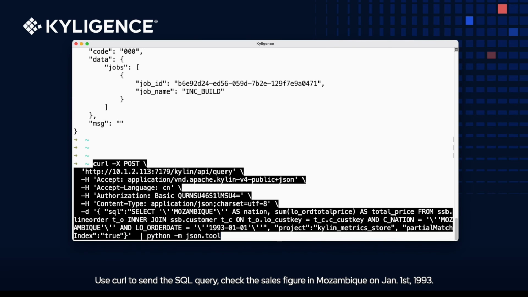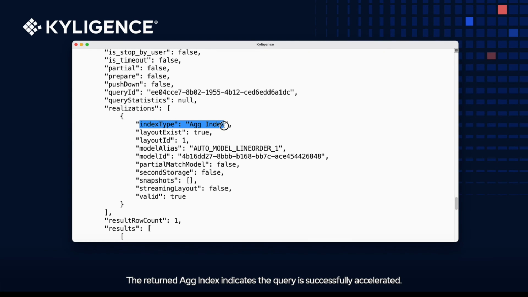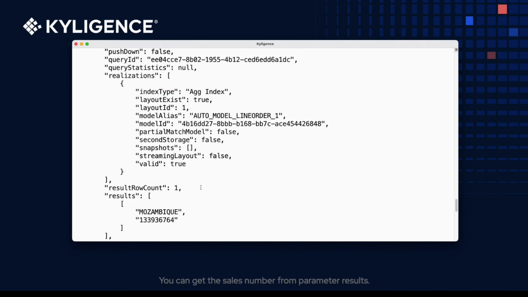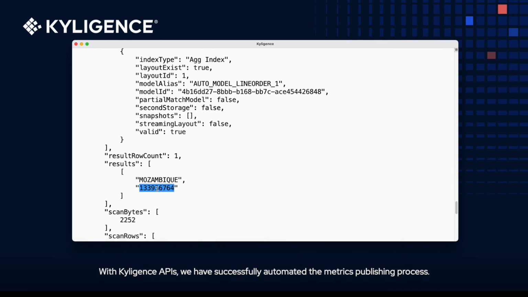Use curl to send the SQL query. Check the sales figure in Mozambique on January 1, 1993. The return AG index indicates the query is successfully accelerated. You can get the sales number from parameter results. With Kyligence APIs, we have successfully automated the metrics publishing process.